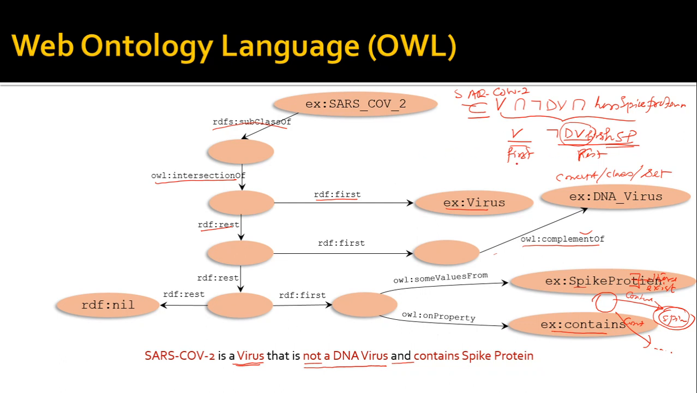So mathematically, we can represent the SARS-CoV-2 concept or set to be a subset of the intersection of virus, intersection of the complement of DNA virus, and intersection of something that has at least one relation which has a value that belongs to the class spike protein, right?